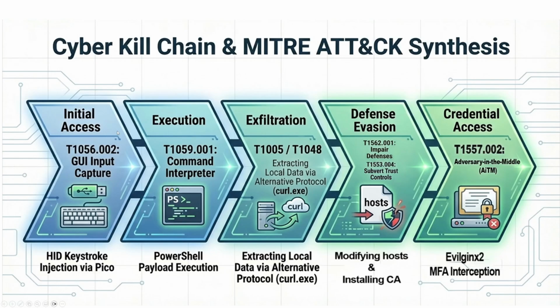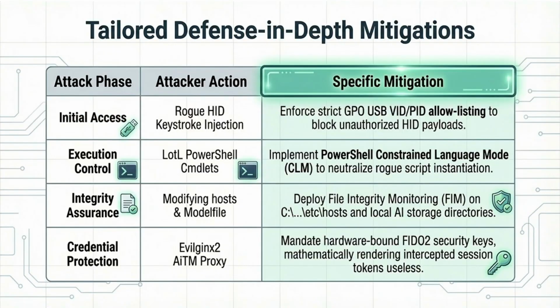We have initial access via hardware additions, execution via PowerShell, and exfiltration over an alternative protocol. We achieve defense evasion by modifying the hosts file and installing the root CA, and this all terminates in credential access via adversary-in-the-middle session hijacking. Generic antivirus won't stop this. As you can see on the mitigation slide, defending this requires severing the kill chain.